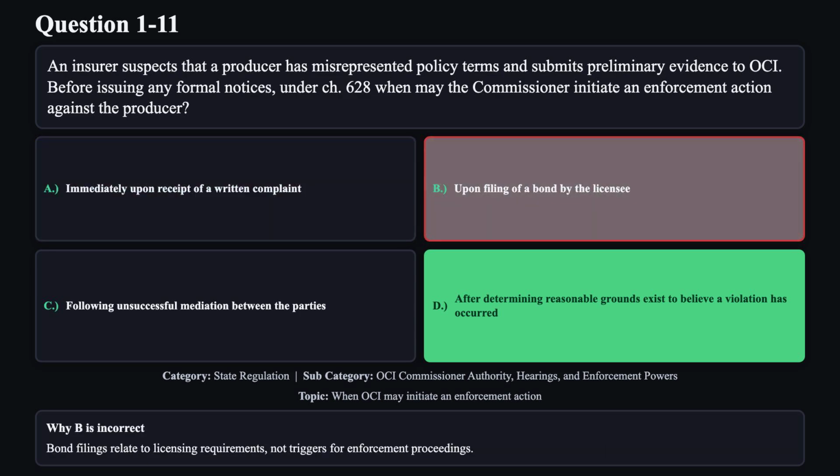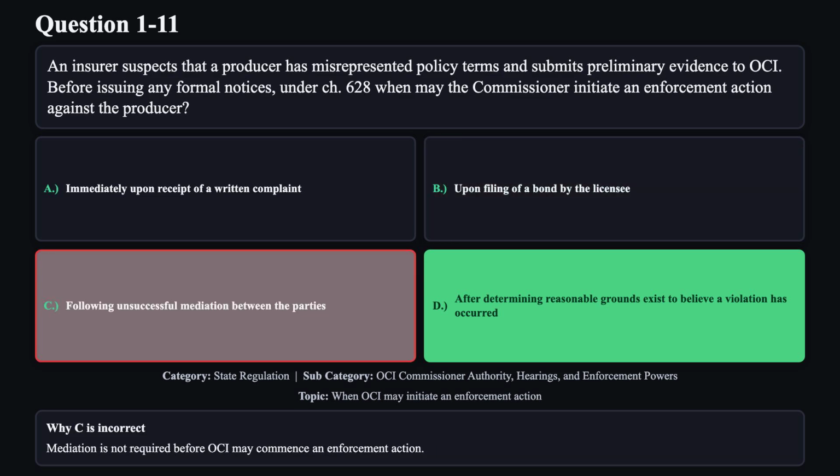Reason B is not correct. Bond filings relate to licensing requirements, not triggers for enforcement proceedings. Reason C is not correct. Mediation is not required before OCI may commence an enforcement action.